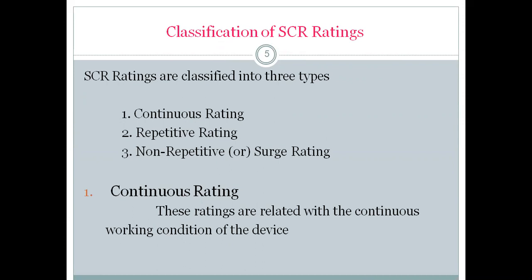Continuous rating. These ratings are related with the continuous working condition of the device. It is expressed in terms of average or RMS values, depending upon whether the device is operating with unilateral or bilateral voltages.